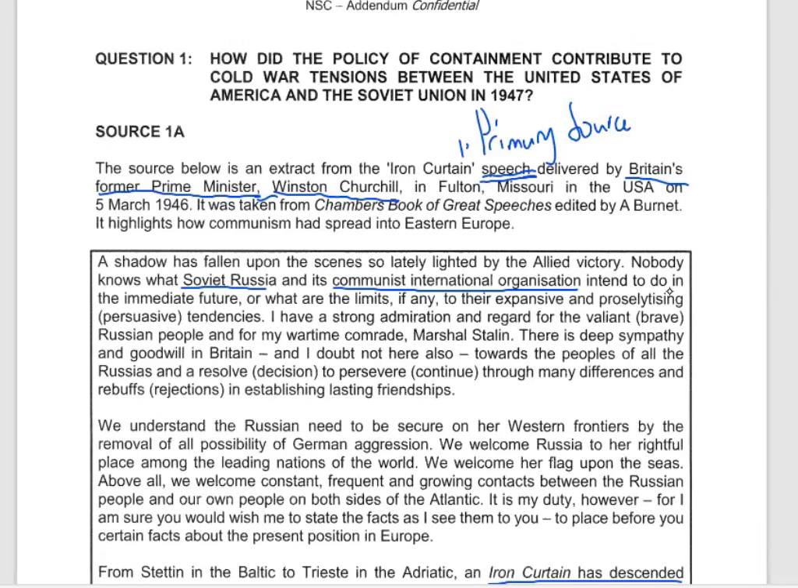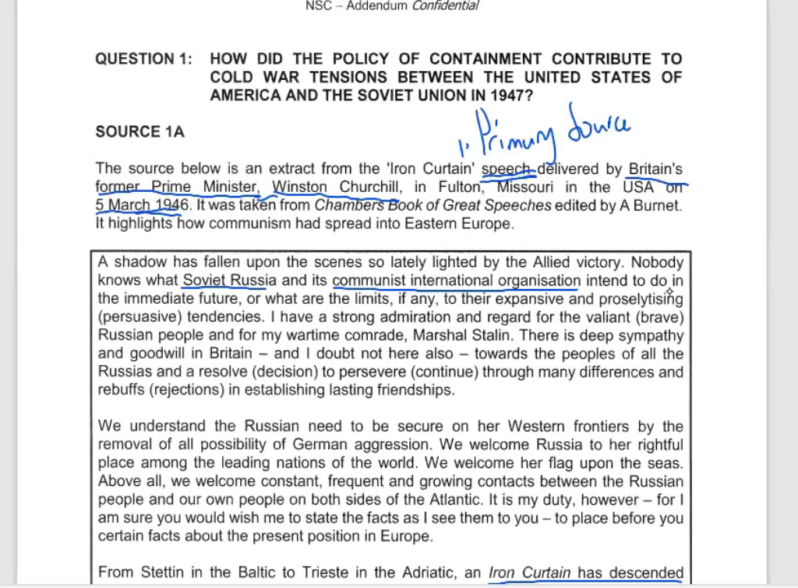It's more reliable. And also if we check, it was produced on 5 March 1946, the time factor. If we check out the time, we understand 5 March 1946. That was when Cold War tensions were at their height. So we can also safely rely on that because of the factor of time. The source was produced within the time frame of the historical event and therefore is more reliable.